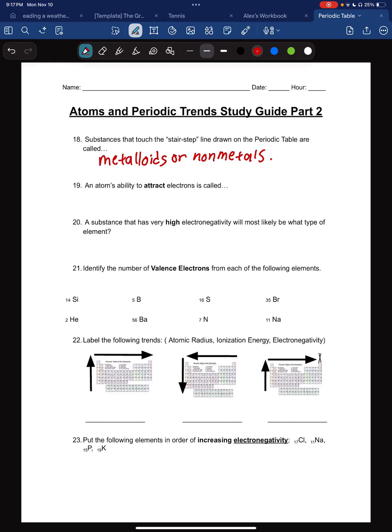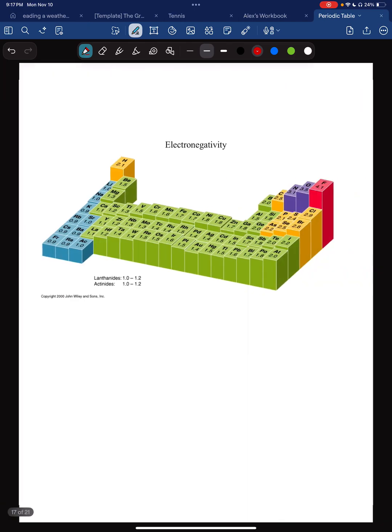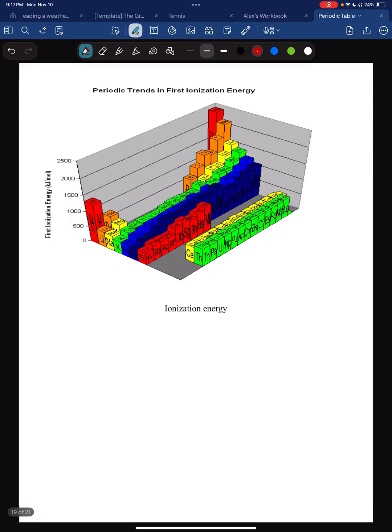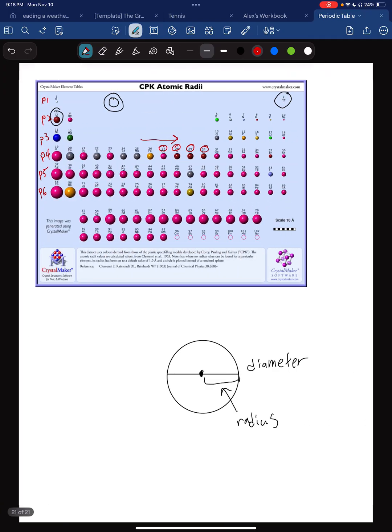Number 19, this is now talking about another trend here. We talked a little bit about atomic radius. Now we have to talk about another one. An atom's ability to attract, attract is our key word here, attract electrons is called what? On your packet of trends, one is electronegativity, another is ionization energy, and the other one's atomic radius.